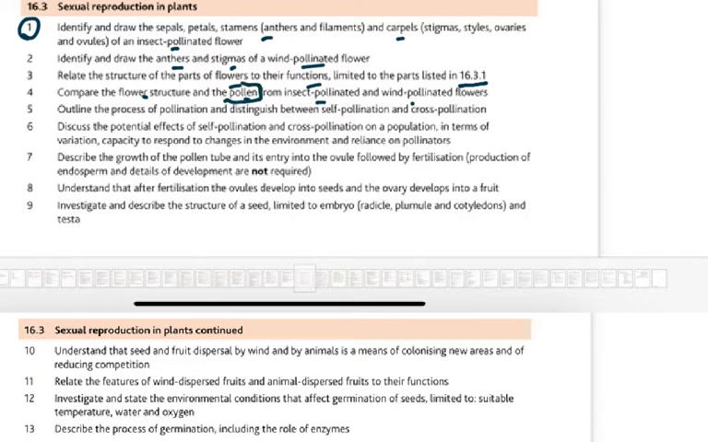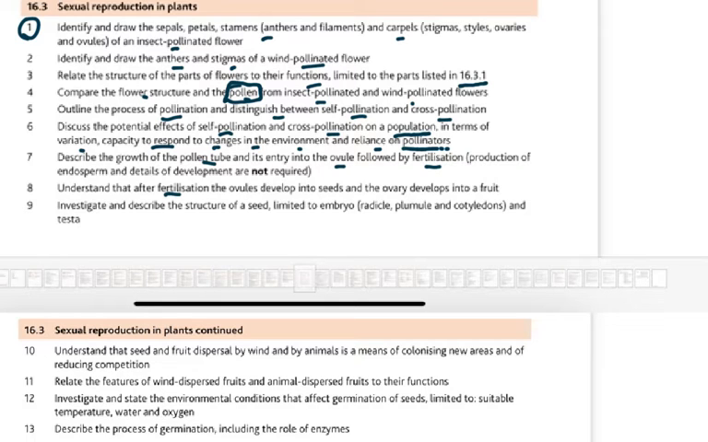So we have to study the structure of the pollen. Then outline the process of pollination and distinguish between self and cross-pollination. Then discuss the potential effects of self-pollination and cross-pollination on a population in terms of variation, capacity to respond to changes in the environment, and reliance on pollinators. Describe the growth of the pollen tube and its entry into the ovule, followed by fertilization.